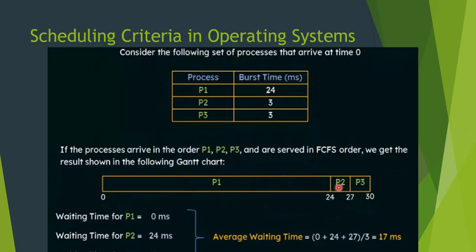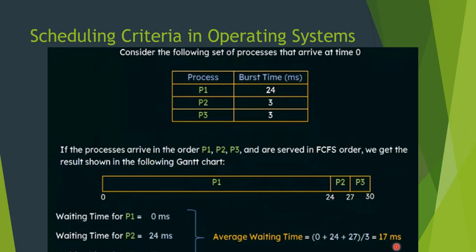However, how long did process 3 wait for the CPU? It had to wait for 27 milliseconds, meaning it had to wait for process 1 and process 2 to get done before it could be given the CPU. So the average waiting time would be the sum of these 3 waiting times divided by 3, which gives us 17 milliseconds. So this is basically what a first come, first served scheduling algorithm looks like.